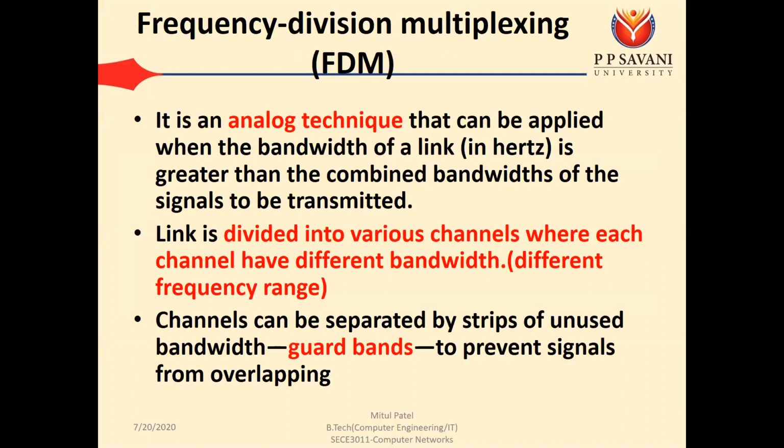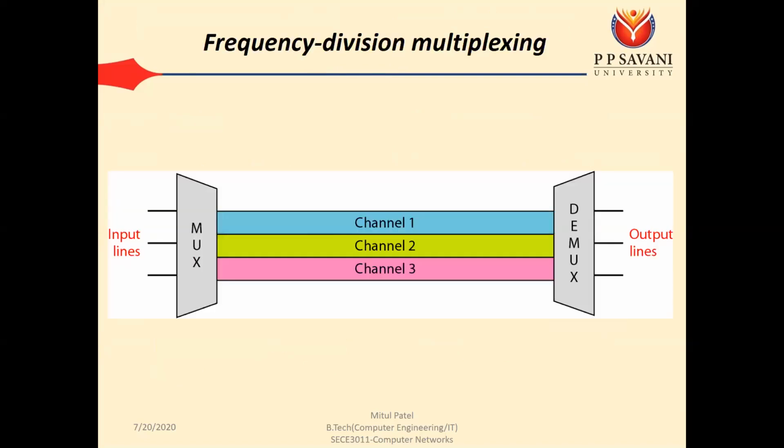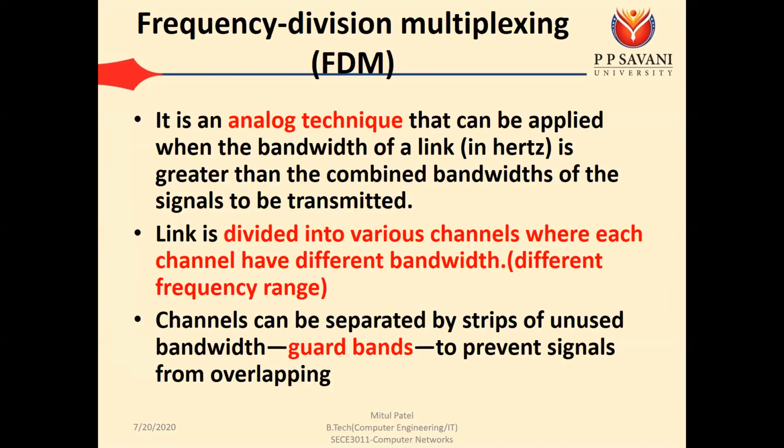Suppose there are three users. One requires 1 kilohertz, the second requires 2 kilohertz, and the third requires 3 kilohertz. So if the available bandwidth is more than the combined requirement, then we can use FDM, in which we divide our link based on the frequencies.